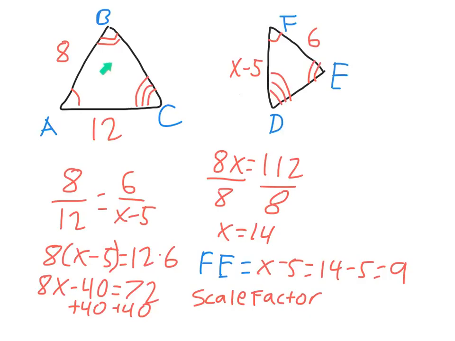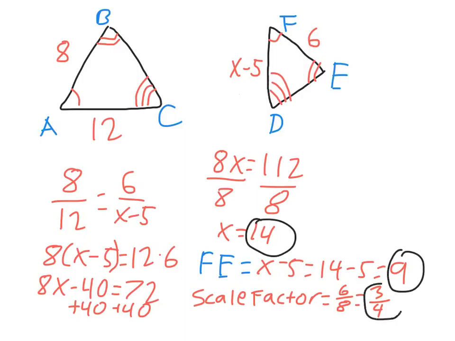But to get it from this one to this one, you have to actually do the opposite, so 6 over 8. 6 over 8, which reduces to 3 over 4. So the scale factor is 3/4. So the three things you needed to find, x is 14, FE is 9, and the scale factor is 3/4.